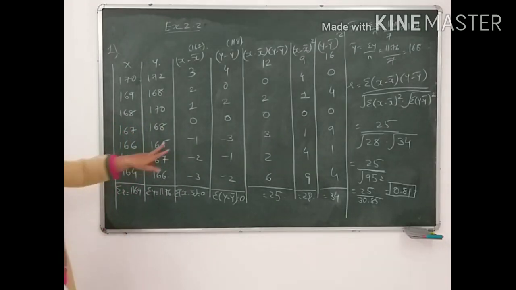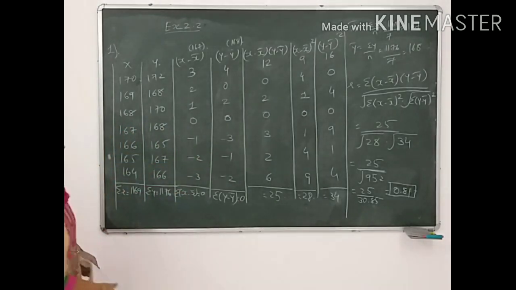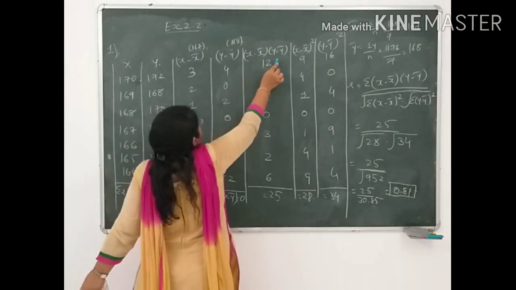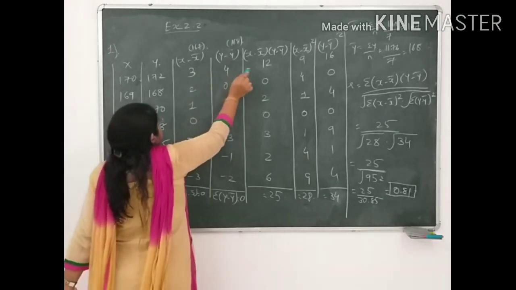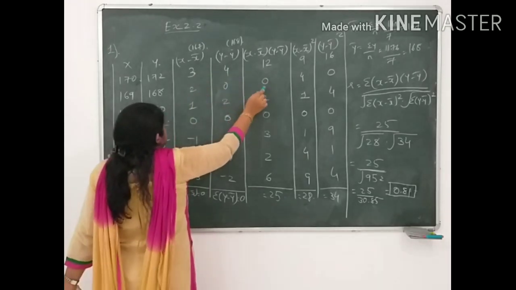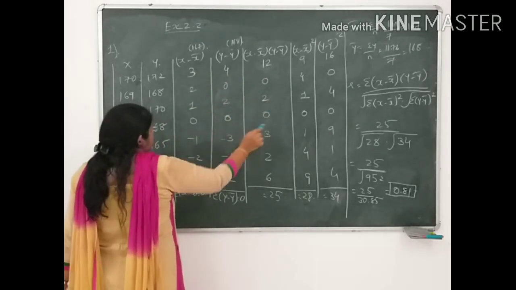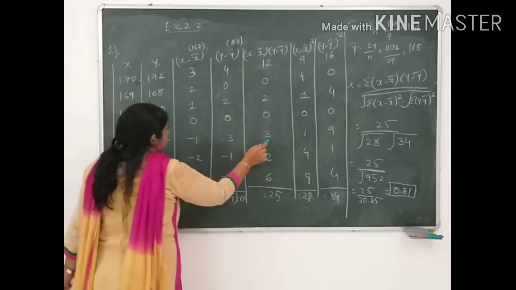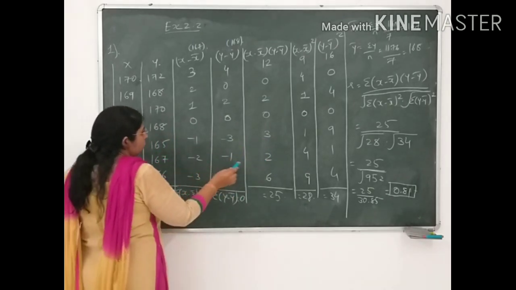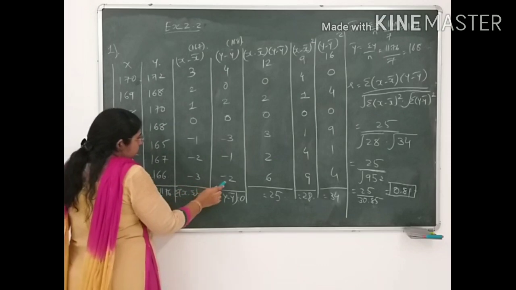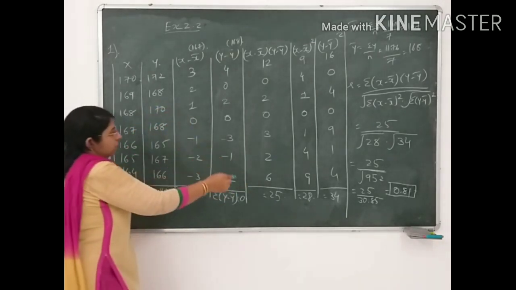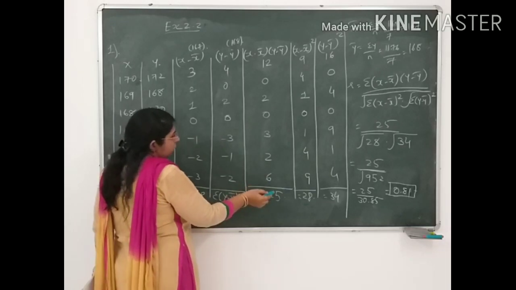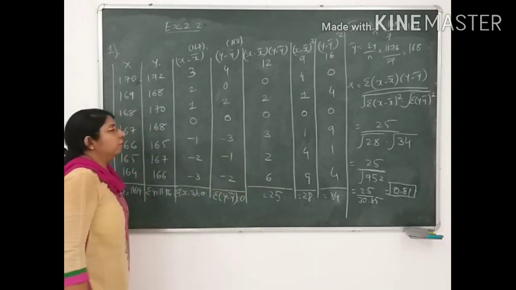y bar), means the multiplication of these two columns. So over here sigma (x minus x bar)(y minus y bar) means 3 into 4, 12, multiplication of these two columns. So 2 into 0, 0, 2 into 1, 2, 0, minus 3 into minus 1, so positive 3, minus 2 into minus 1, so plus 2, and minus 3 into minus 2, so plus 6. So the total of sigma (x minus x bar)(y minus y bar) will come to 25.